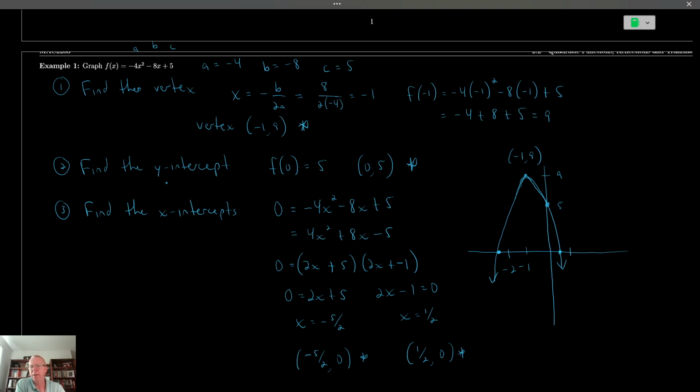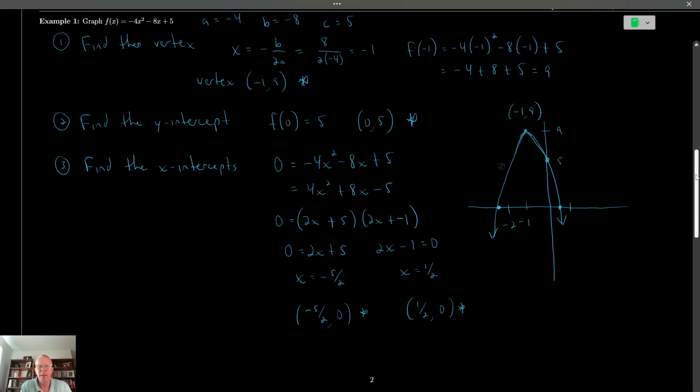But you can still plot the vertex and the y-intercept and then kind of just approximate. We're not having to be perfect sketch artists here. But those are the 3 steps that we need. If you want the axis of symmetry, the axis of symmetry is just x equals the x-coordinate of the vertex. So in this case, x equals -1, and that would be a vertical line coming right down through there.